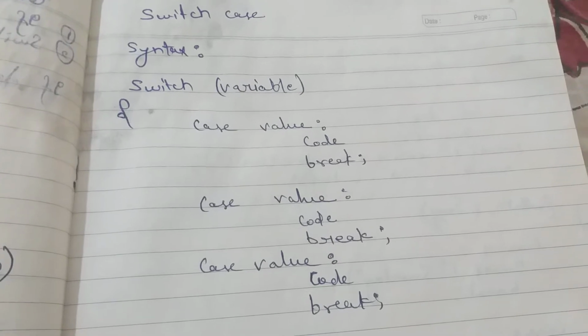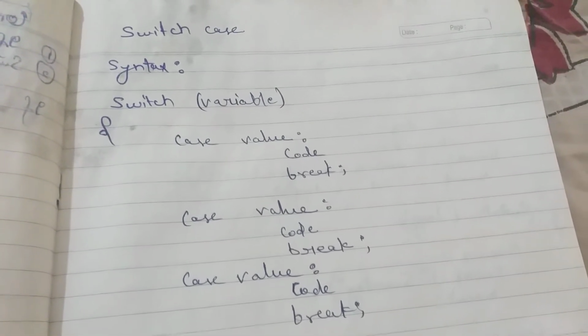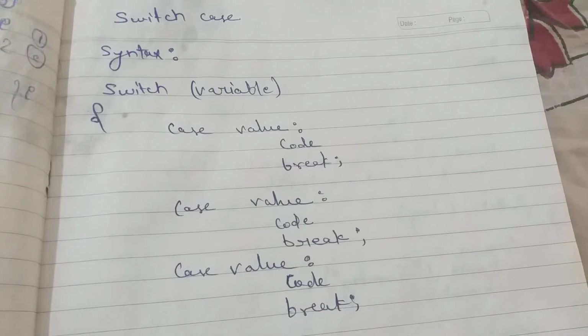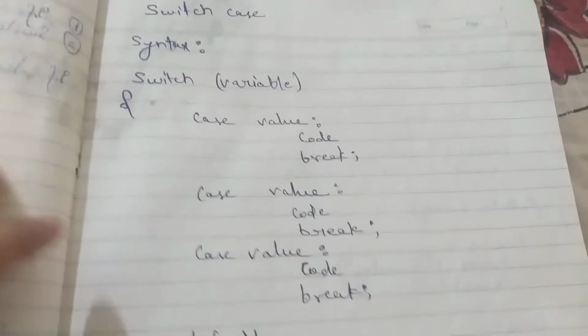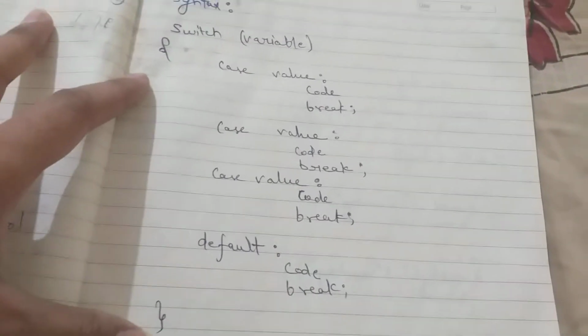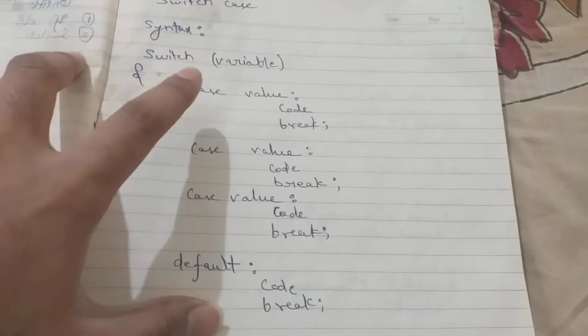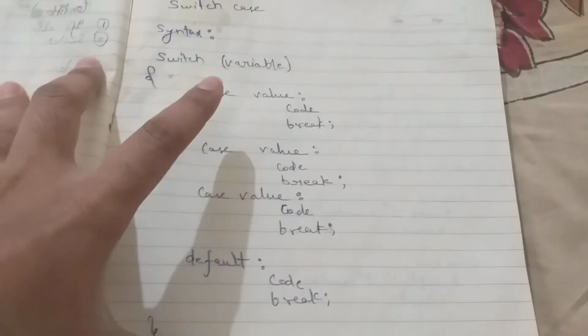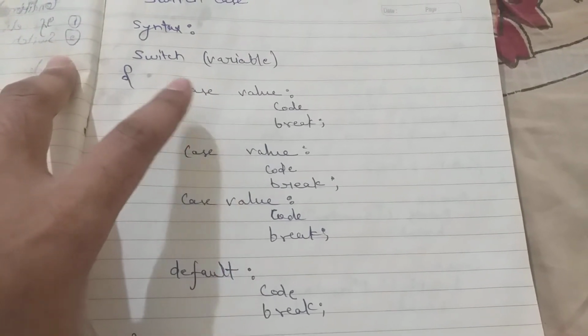In this video we will learn switch case, that is the second type of conditional statement. So let's start. What is the syntax of switch case? So this is the syntax. Switch bracket, inside the bracket we have to put the variable for which we have to check the condition.